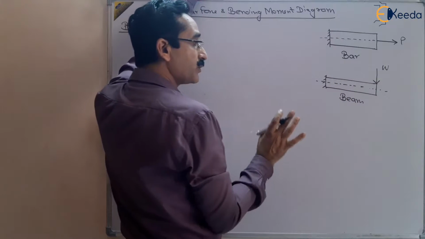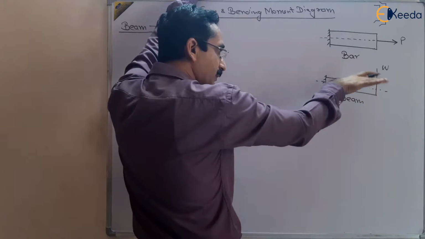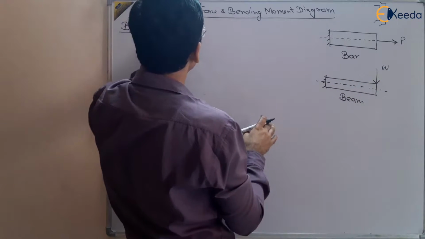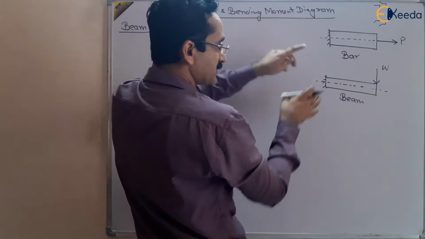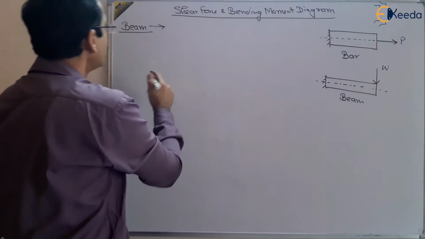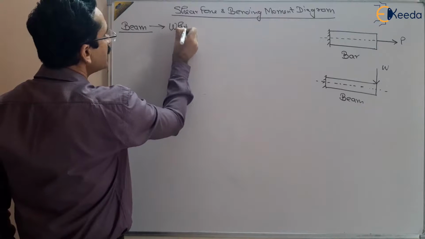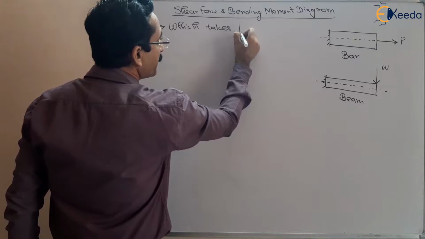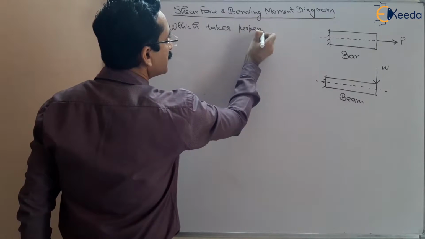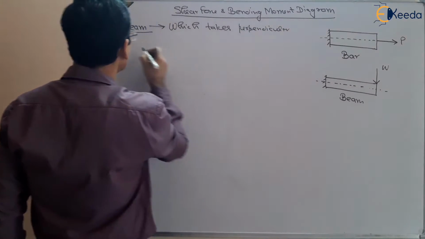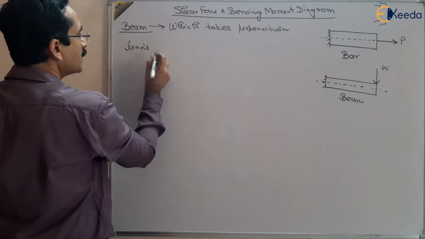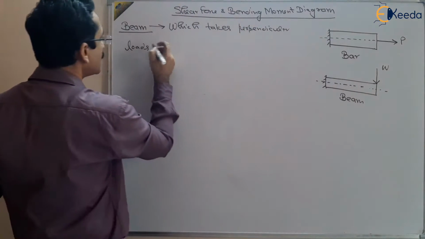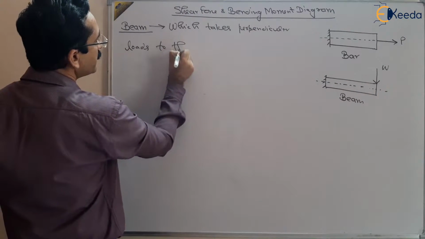It is not a rigid beam or rigid bar, it is flexible. There will be deflection in this, right? Later on we will study the deflection also. Here we want to study the shear forces and bending moment of this beam, right? So a beam which takes perpendicular loads. Perpendicular to what? Perpendicular to the axis of the beam.